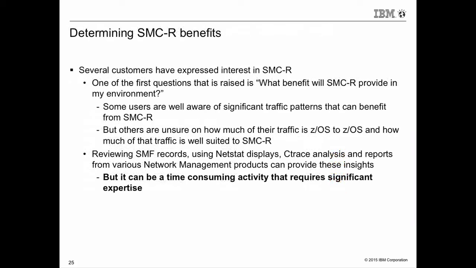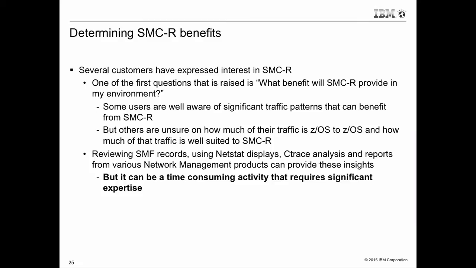And now we're going to go into a slightly different topic on chart 25 that discusses a topic that's come up with a lot of our users when we start discussing SMC-R. One of the key questions is, what will SMC-R provide in my environment? What benefits will it provide? If you recall, with the support we currently have out there, SMC-R is enabled on z/OS systems. SMC-R is really about improving communications, reducing latency and improving CPU cost for moving large amounts of data across z/OS systems. So one of the questions is, what does that really mean in my environment? How much z/OS to z/OS traffic do I have? How do I determine that?